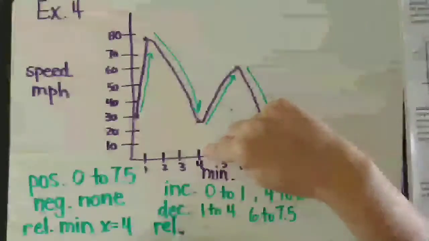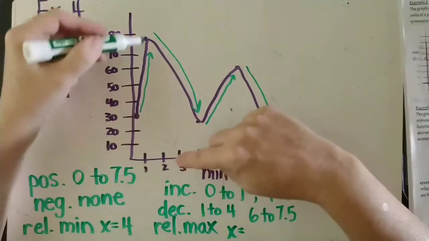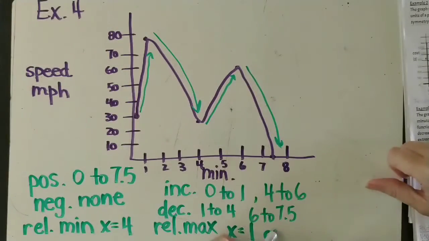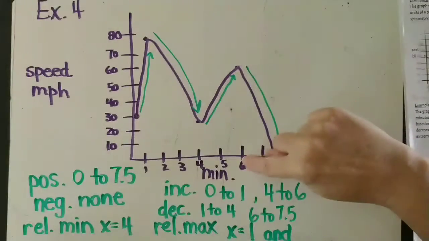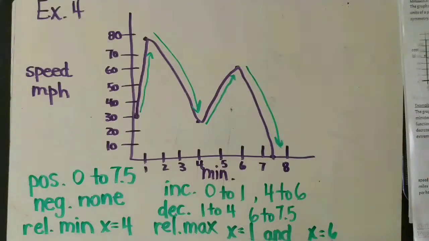A relative maximum, where are the peaks? Looks like we have a peak right here when about x equals 1. And I see 2 peaks. The other one would be about when x equals 6. And we're not going to do end behavior on this.